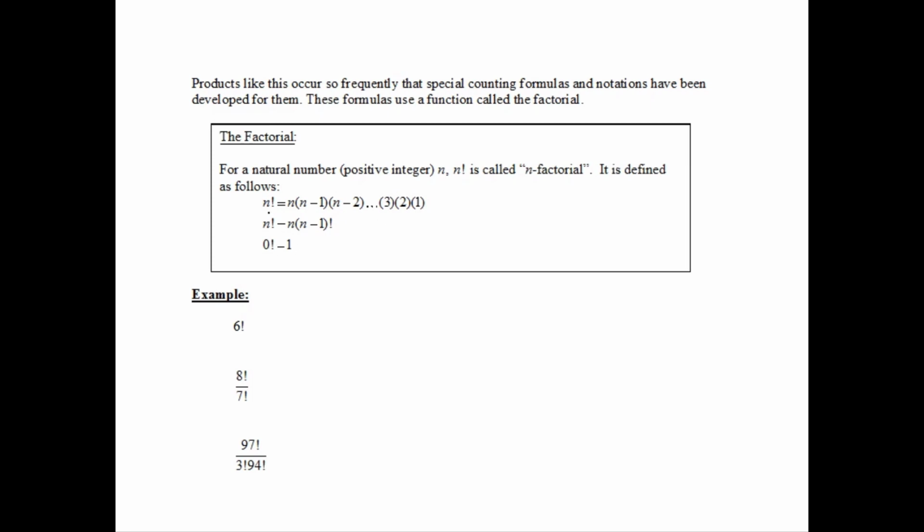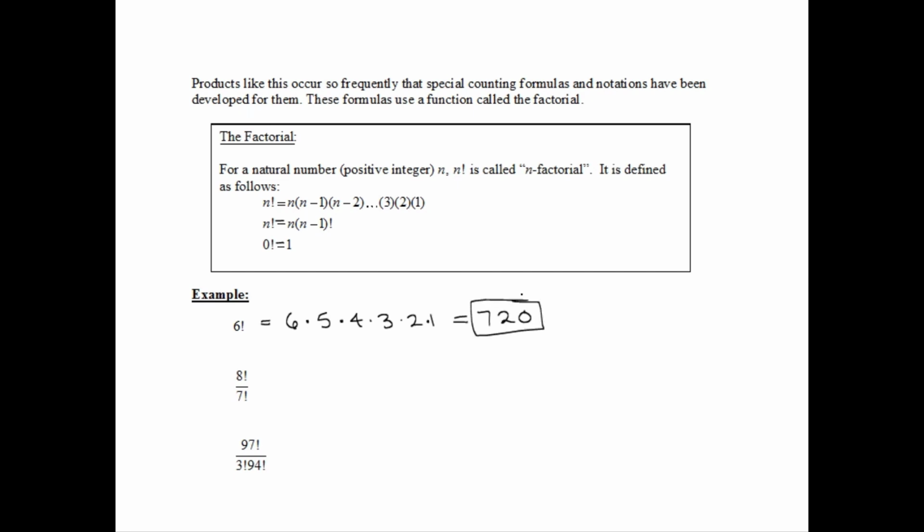For a factorial, n factorial just means we're going to take n, the number that's 1 smaller than n, the number that's 2 smaller, and keep multiplying them together all the way down to 1. So 6 factorial will be 6 times 5 times 4 times 3 times 2 times 1, which is 720.